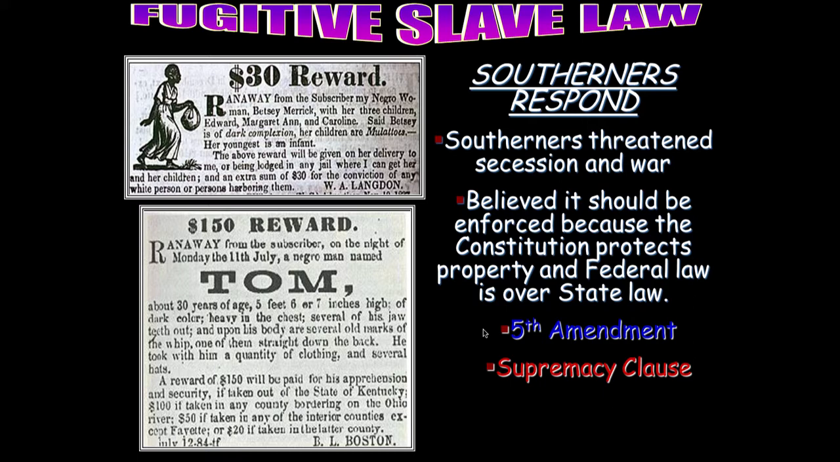Now you can pause and look at these reward ads in newspapers for runaway slaves.